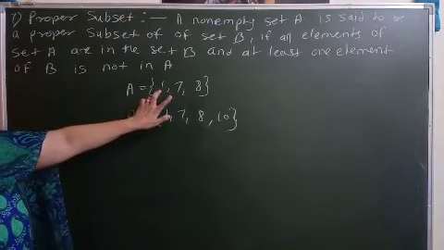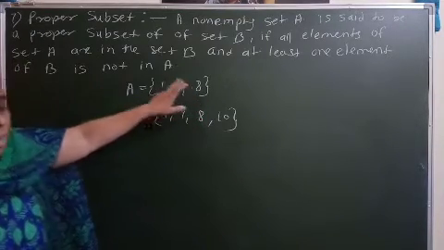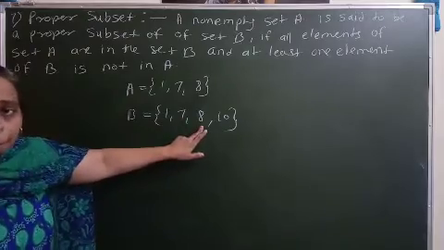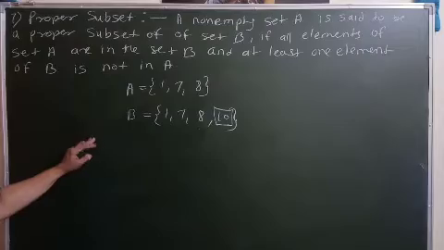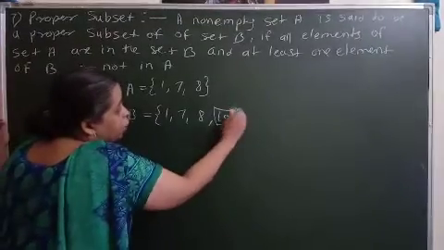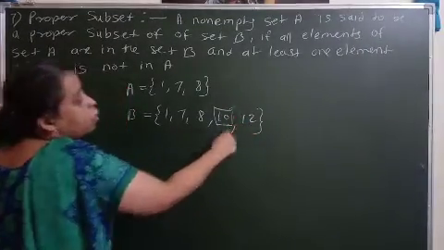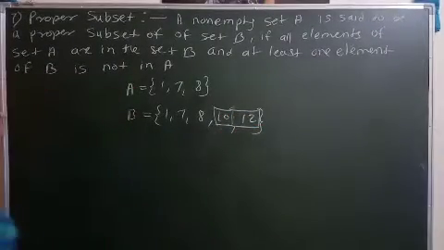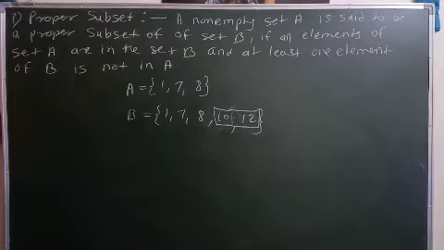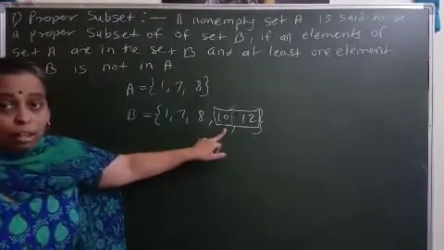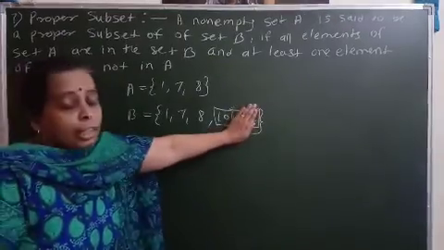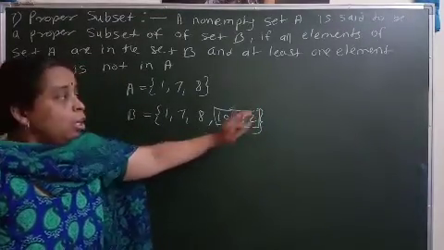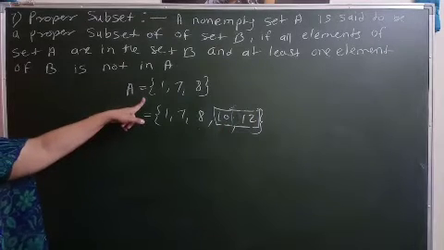So 1, 7, 8 are elements of A which are also elements of B, and B contains this 10, at least one. You can write one number also. Suppose you write 12. So B contains two elements, 10 and 12, which are not elements of set A. So B contains at least one element. कमीत कमी एक पाहिजे, जास्त असले तरी चालतील. आता सध्या आपण 2 लिहिले, तुम्ही नुसतं 10 लिहिलं तरी चालेल. So at least one element of B which is not in A.